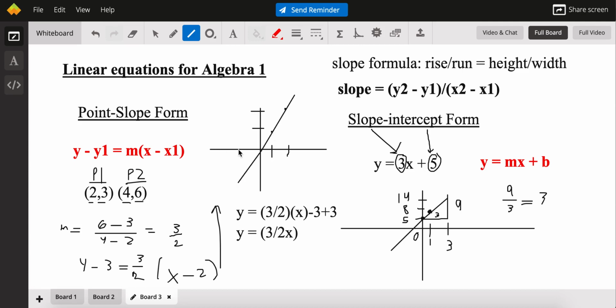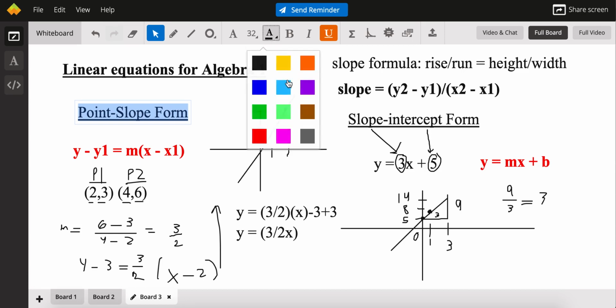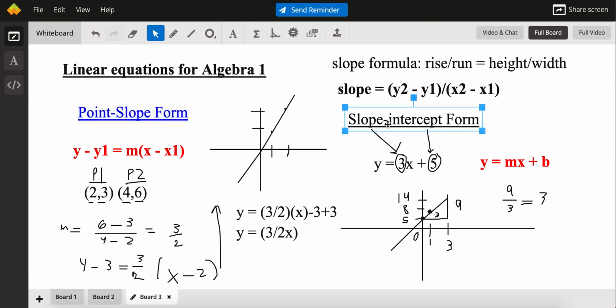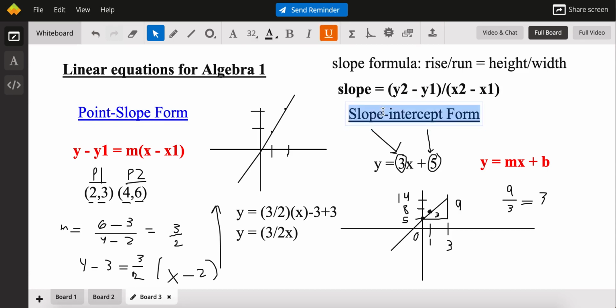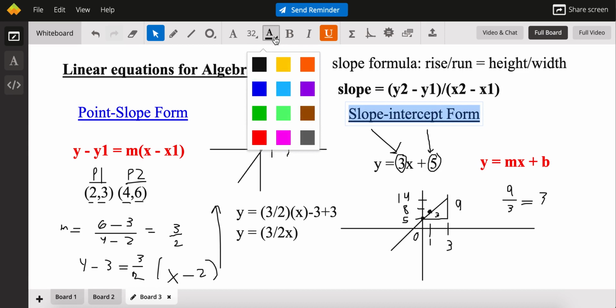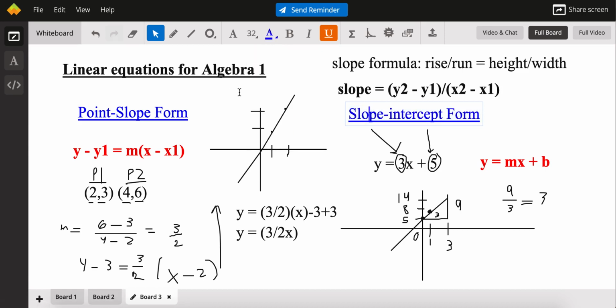So hopefully that made a little sense. I may redo this later, but I just want to give you an idea of the differences between your point slope form, right? When to use point slope form, basically when they don't give you an intercept and they give you coordinates. So let's put that in blue. And then when to use slope-intercept form. That's when they tell you the slope and they give you the y-intercept. So let's put that in blue also. Okay, those are the 2 linear equations you really need to know for Algebra 1.